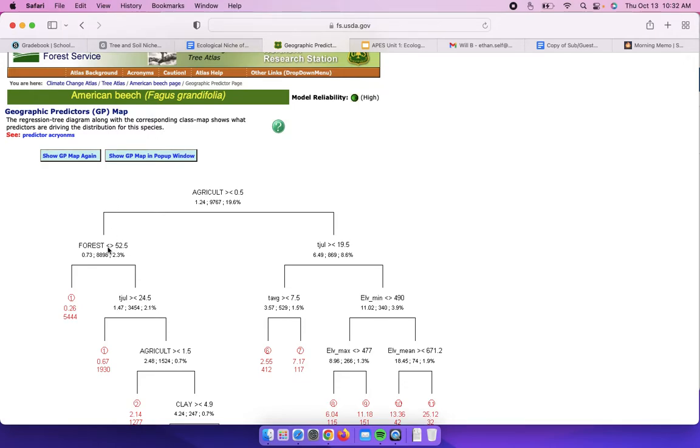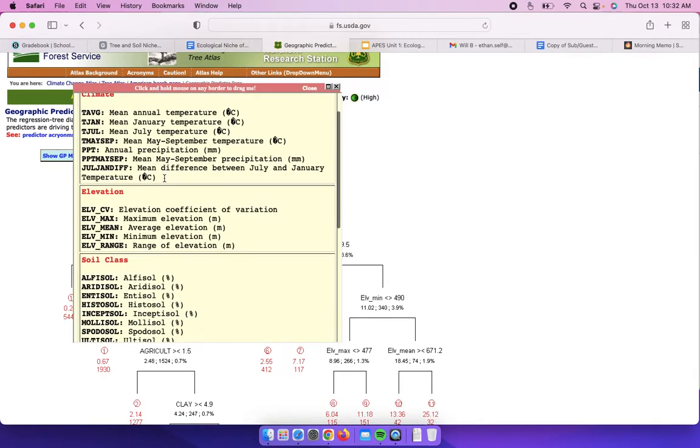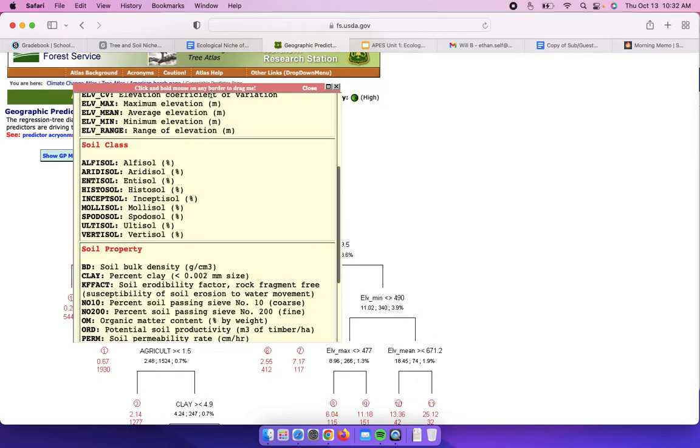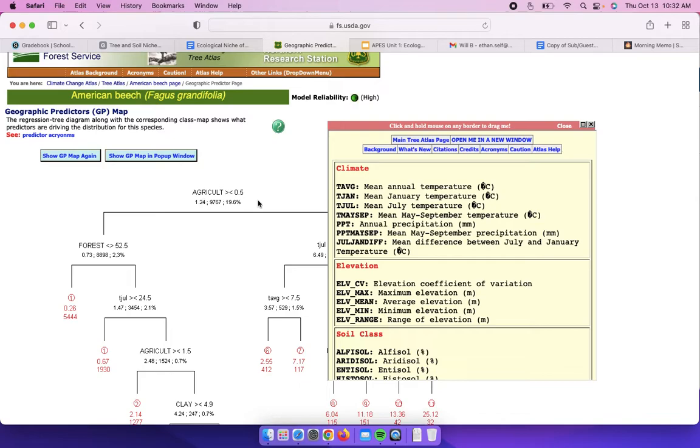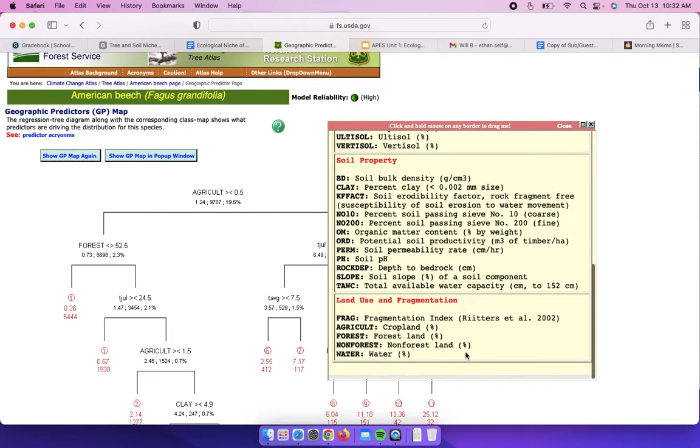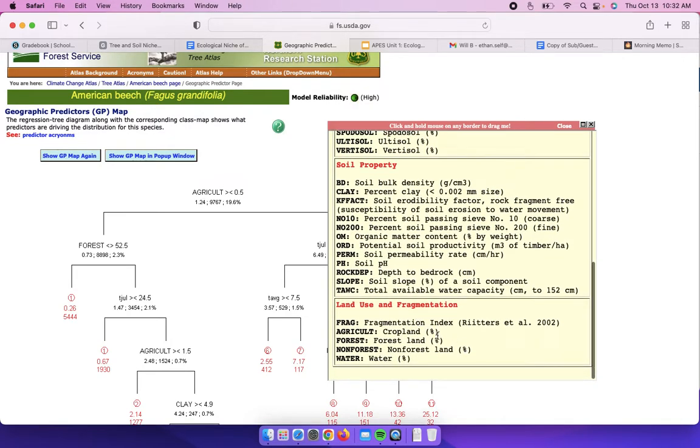Alternatively, this would be saying if forest is greater than 52.5, you would move here. If it's less than 52.5, you move here. You have different predictor acronyms. Predictor acronyms are described here. So for example, my first acronym is agricult. So I'm going to go down to land use, and it's going to say the percent of land that's cropland.